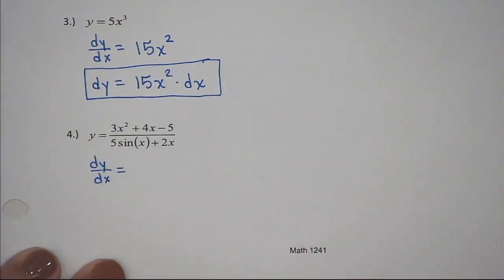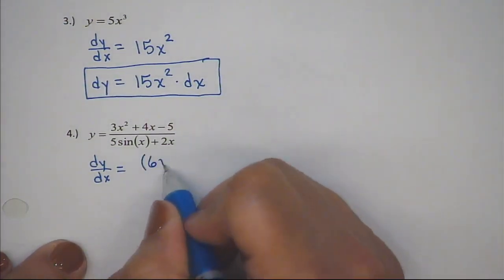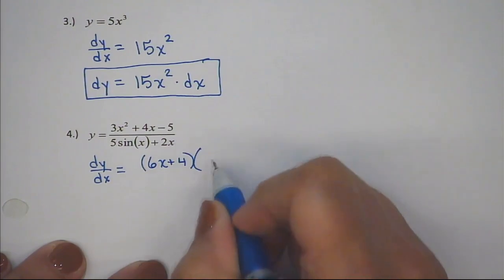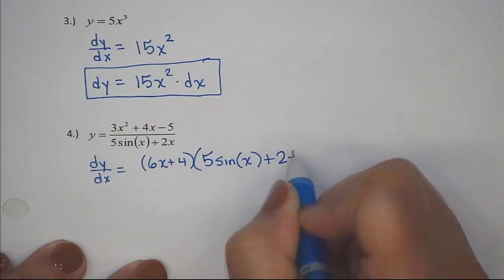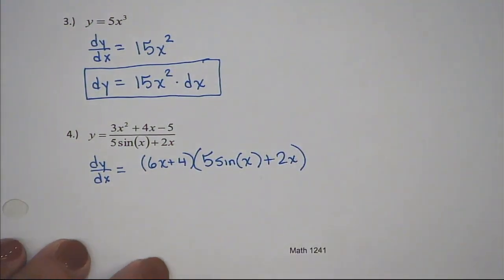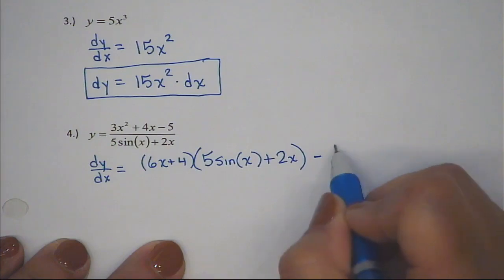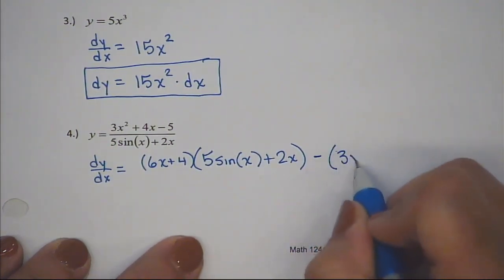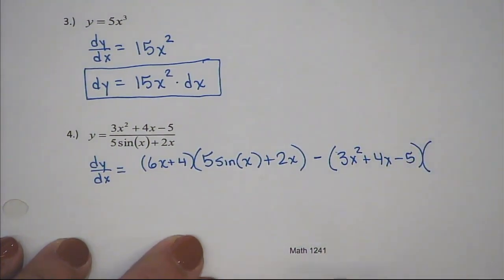So look at number 4. So dy dx. So we're going to do a quotient rule. And we don't even have to clean this up. If you're doing a differential, you don't have to clean it up unless you're going to use it. All right, so we're going to start with the derivative of the top. So that would be 6x plus 4 times the bottom. Leave that one alone. Okay. So the derivative of the top times the bottom minus the top. Leave that one alone. Times the derivative of the bottom.